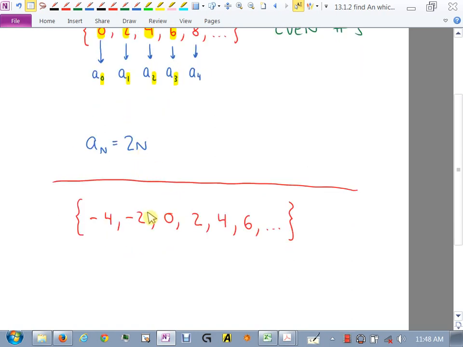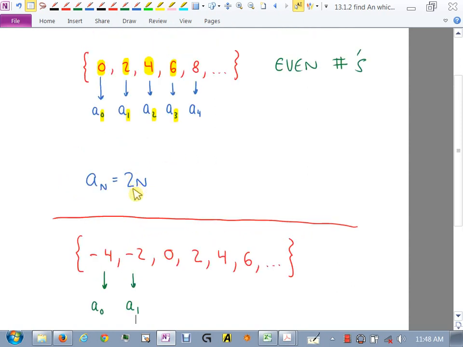This started, look, what we need, right? What we need is that when we plug in 0, we get -4. And then when we plug in 1, we need it to spit out what? -2. But aren't these still all the even numbers? They keep going up by 2 each time, don't they? So it's this formula, but not exactly. It's this formula with a slight adjustment.